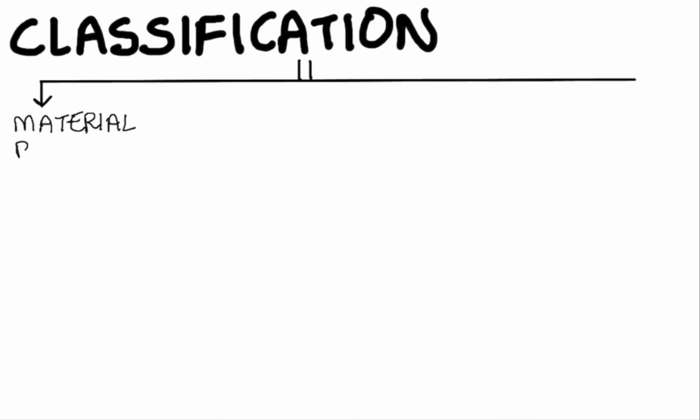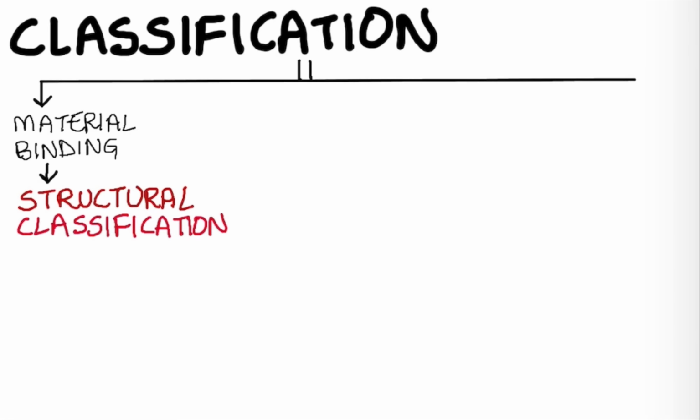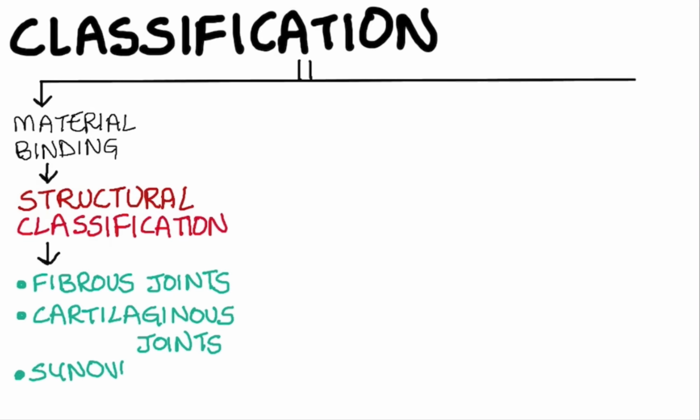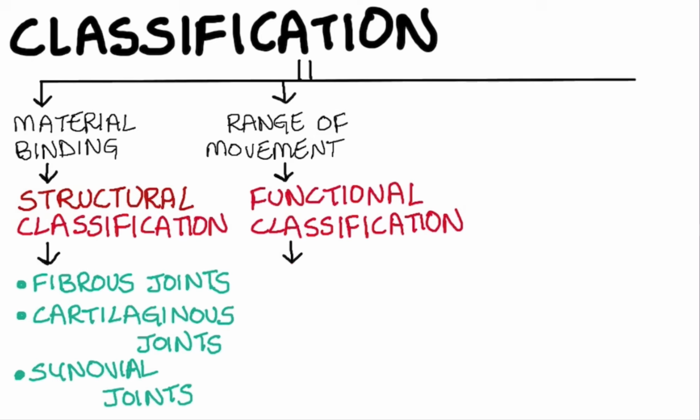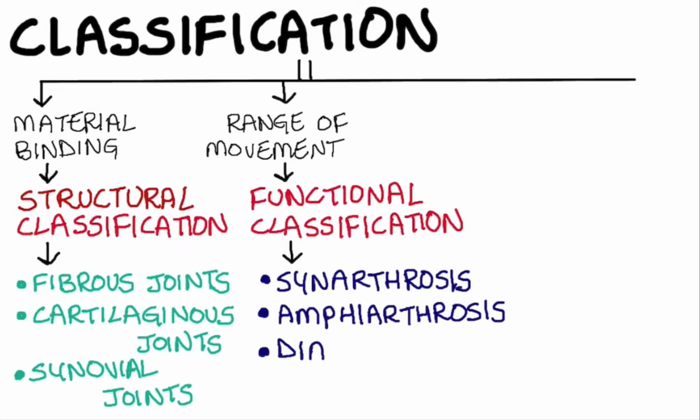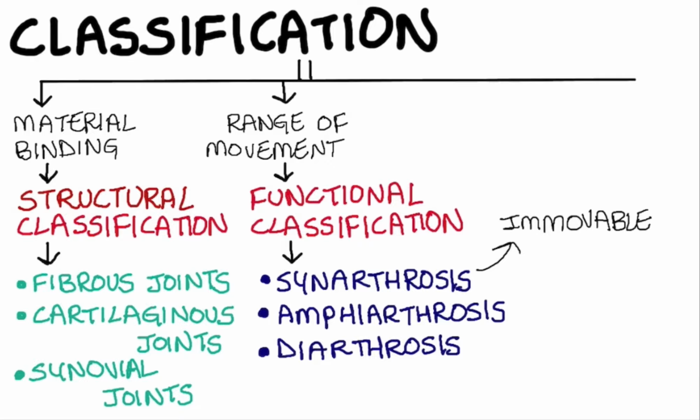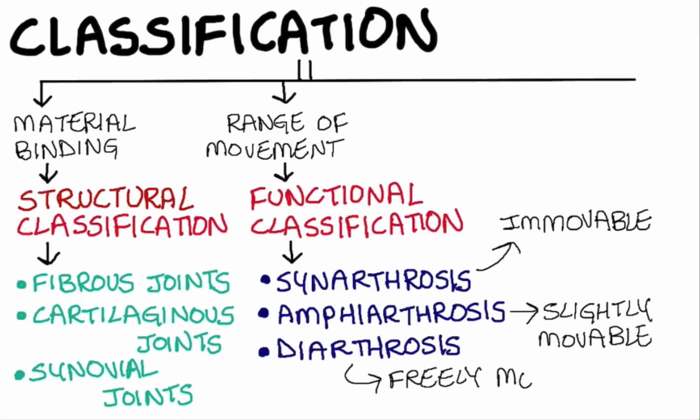According to the material binding the bone, we have the structural classification that includes fibrous joints, cartilaginous joints, and the synovial joints. According to the range of movement, there is functional classification that includes synarthrosis, amphiarthrosis, and diarthrosis. The synarthrosis are immovable joints. The amphiarthrosis are slightly movable joints, and the diarthrosis are freely movable joints.